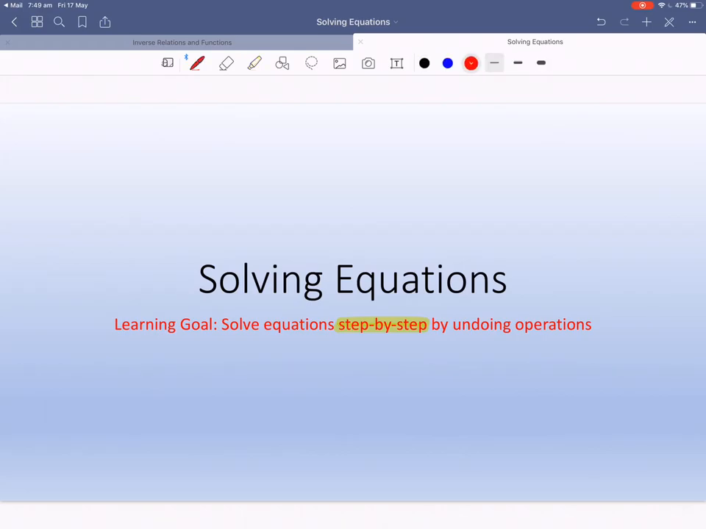It's really important to note this, so write this down. What's the opposite of plus? Minus, and therefore the opposite of minus is plus. And what's the inverse or the opposite of times? Well, that will be divide.